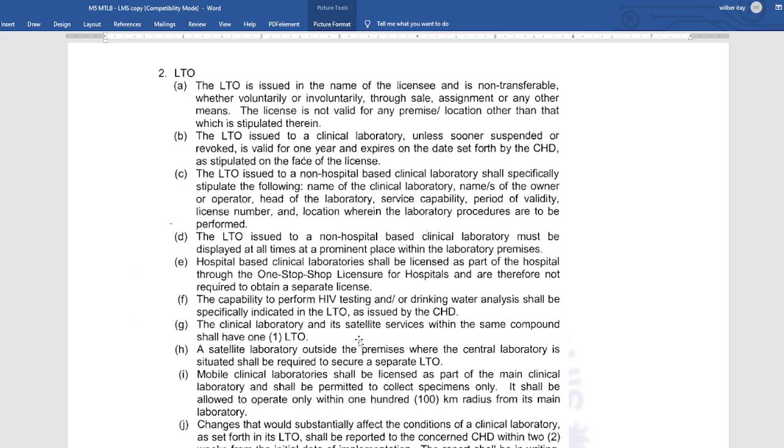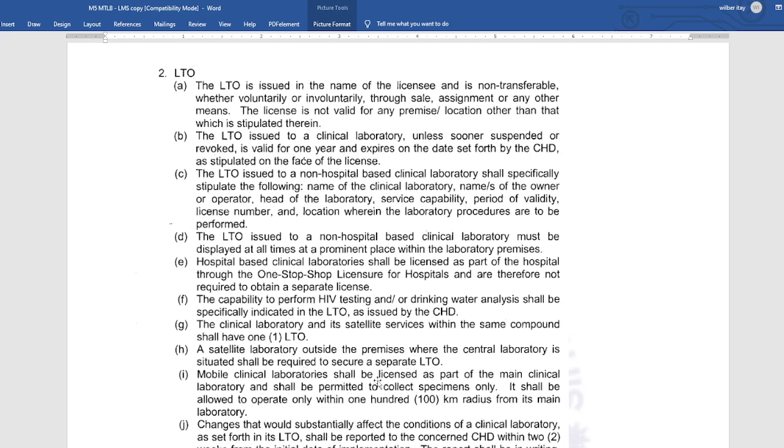Okay, like for example, what do you mean by satellite laboratory? A laboratory that is under the supervision of the main laboratory. Okay? So, as long as the satellite laboratory is within the premises, malapit lang din siya sa clinical laboratory, wherein it doesn't need another license to operate. Okay? Pero kapag outside na siya ng premises ng central lab, kailangan niya mag-secure ng another license to operate.